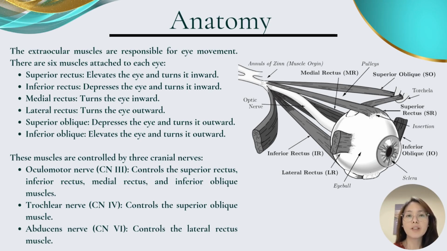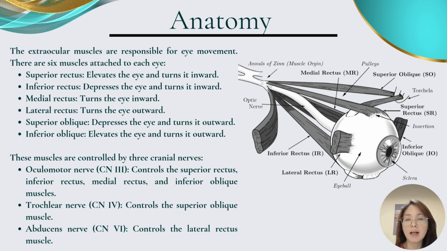Now, let us move into the anatomy of ocular motility. The eye's movement is managed by 6 extraocular muscles, each responsible for specific motions. The superior rectus lifts the eye upwards and slightly inwards, while the inferior rectus lowers it and also turns it inward. The medial rectus pulls the eye inwards towards the nose, and the lateral rectus moves it outward. The superior oblique moves the eye downwards and slightly outwards, and the inferior oblique raises it and turns it upwards.